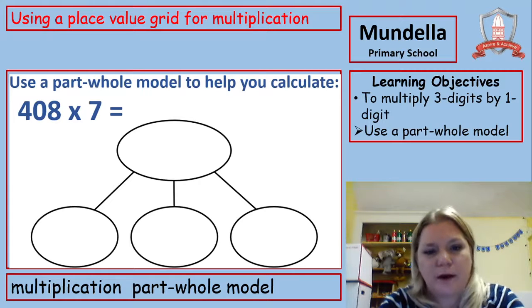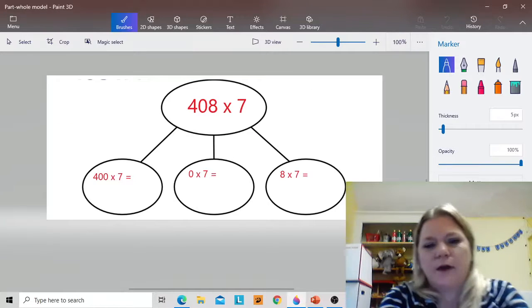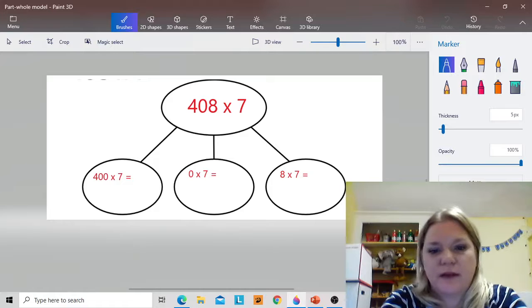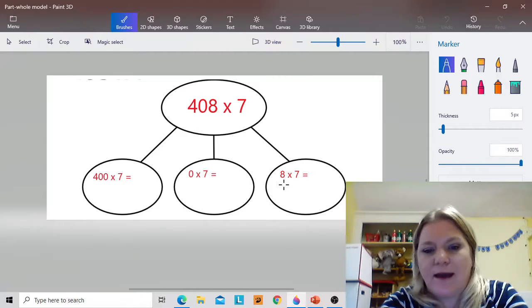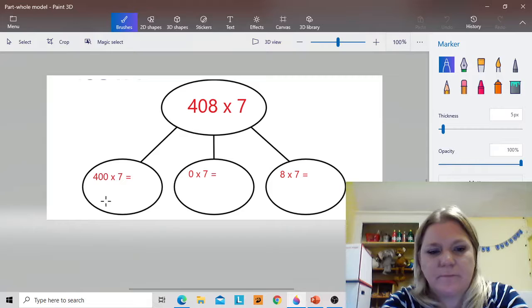Copy down the diagram in your books and then try to work out the answer. Pause the video while you do that, and then we'll go through it together in a moment. Okay, when I partitioned 408, I got 400 and 0 because we haven't got any 10s, and 8. And remember, we multiply all of those numbers by 7.